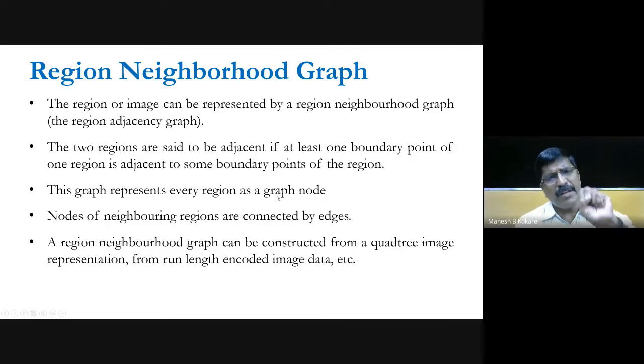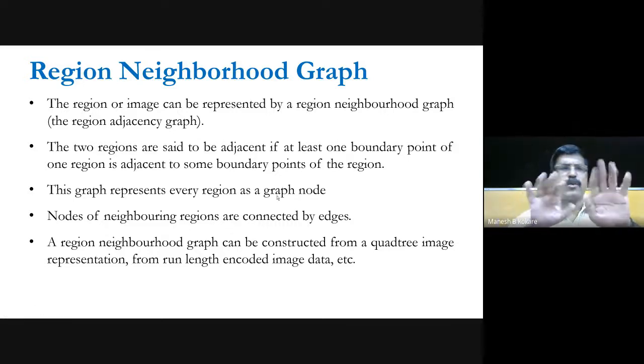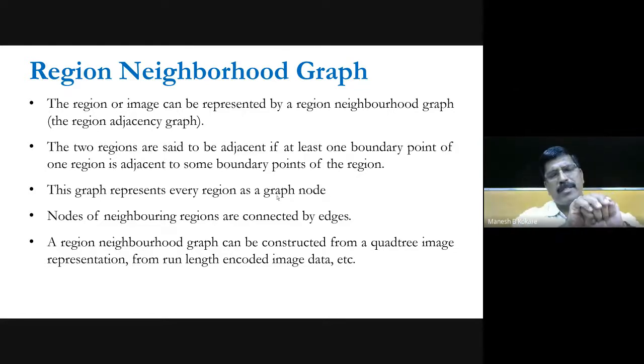So see that every region will be considered as one node. For example, this is one region, this is another region. So this will be considered as one node, and this will be considered as another node.